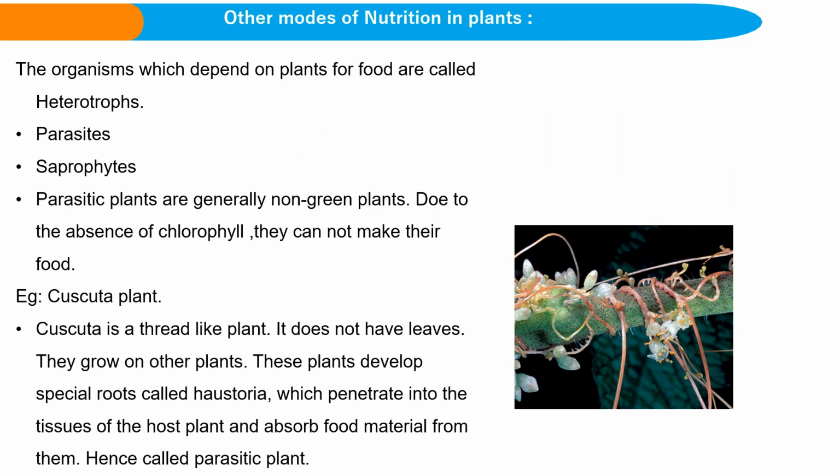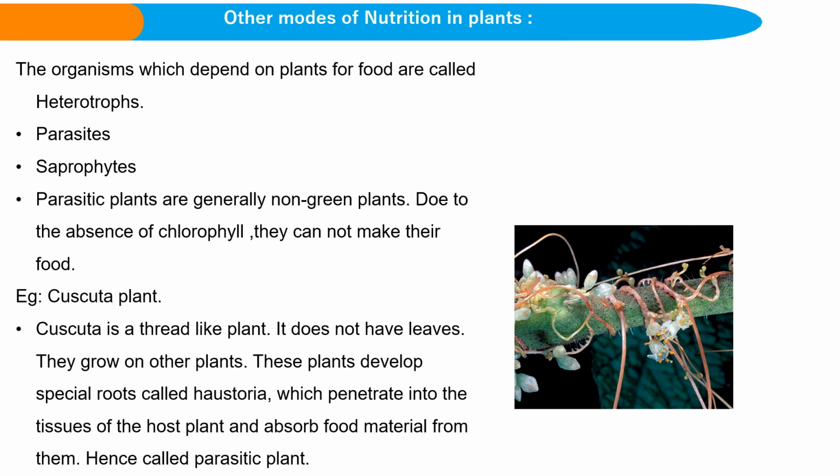And moving on to the other modes of nutrition in plants. Already we know about the autotrophic mode of nutrition, in which plants prepare their own food by the process of photosynthesis. But some plants are there which are called non-green plants. They cannot prepare their own food, so they depend on others for their food. What do we call them? Heterotrophs. Hetero means others, troph means food. The organisms which depend on others for food are called heterotrophs. And in this, we are learning about parasites and saprophytes.